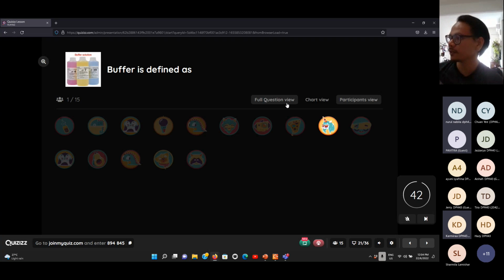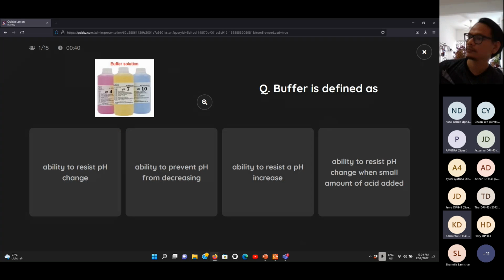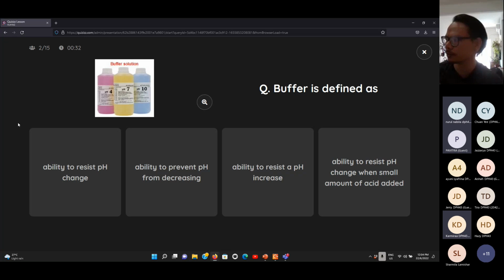Buffer, what is the definition of buffer? Ability to resist pH change, to prevent pH from decreasing, to resist a pH increase, or ability to resist pH change when small amount of acid added. Interesting.